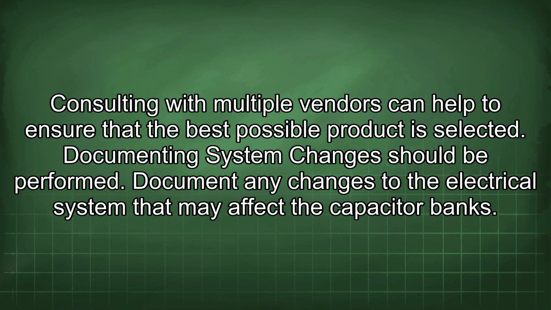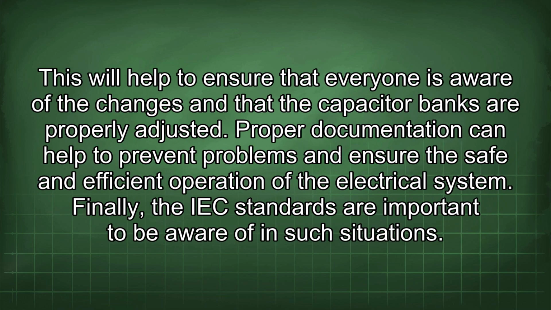Documenting system changes should be performed. Document any changes to the electrical system that may affect the capacitor banks. This will help to ensure that everyone is aware of the changes and that the capacitor banks are properly adjusted. Proper documentation can help to prevent problems and ensure the safe and efficient operation of the electrical system. Finally, the IEC standards are important to be aware of in such situations.